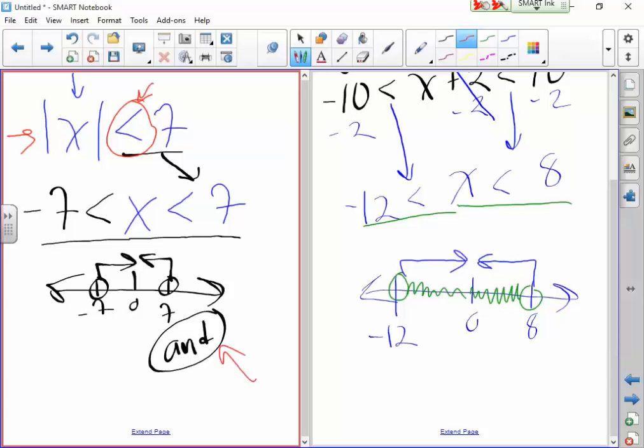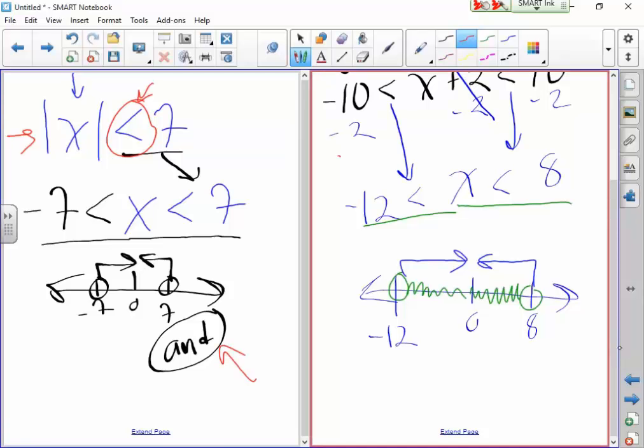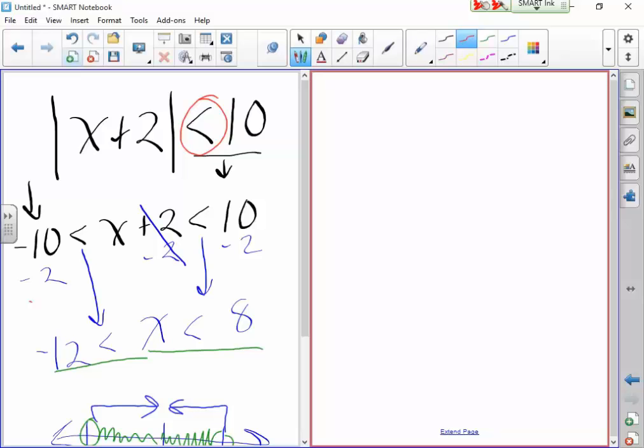All right, so let's try where the absolute value is greater than. Let's go with x minus 5. The absolute value of x minus 5 is going to be greater than, give me a number. 20. Sure, 20. Everybody okay with that?